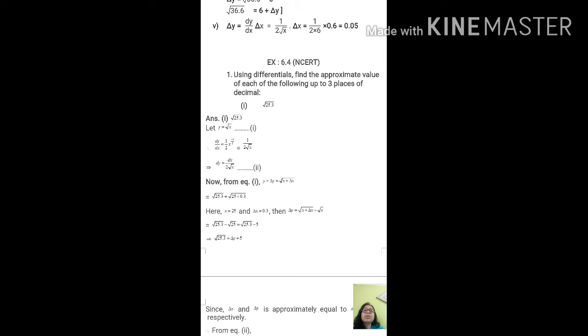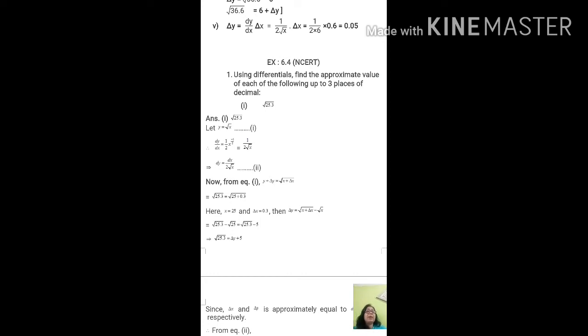So from this equation 1, y plus delta y we can write as root over x plus delta x, that is root over 25.3. We can write it as root over 25 plus 0.3. So x is 25 and delta x is 0.3. Now delta y we have to find, which is root over x plus delta x minus root over x. So root over 25.3 minus root over 25. So delta y is equal to root over 25.3 minus 5.